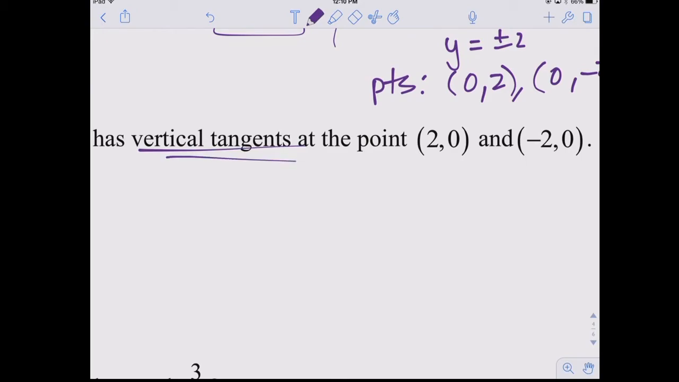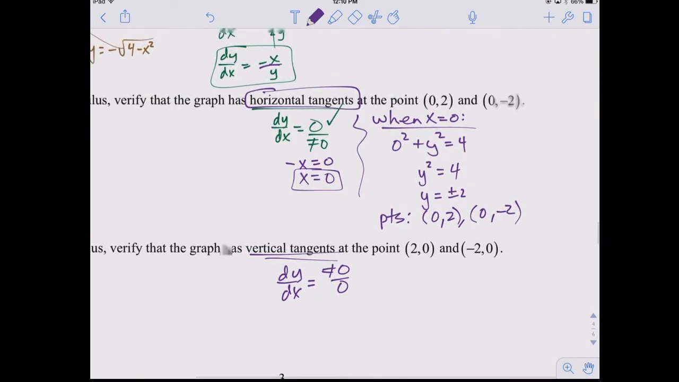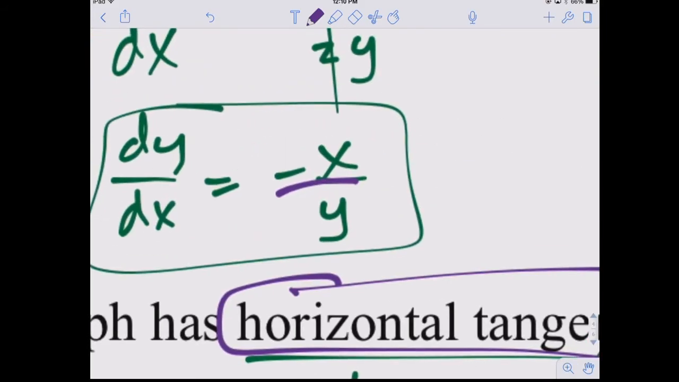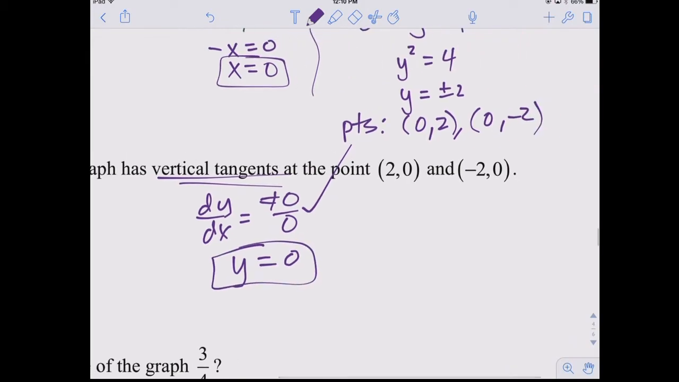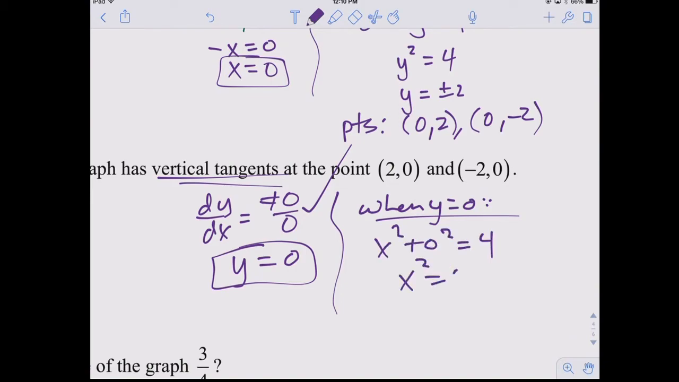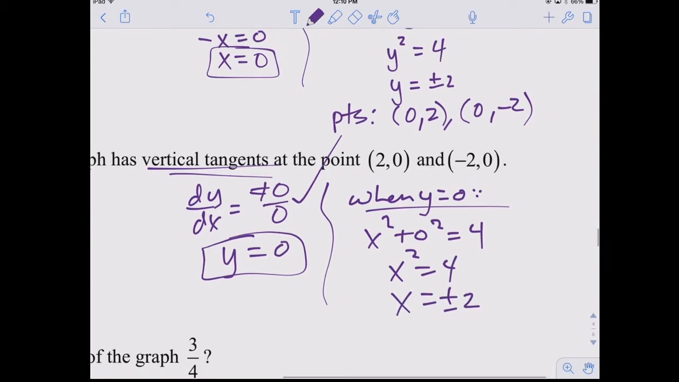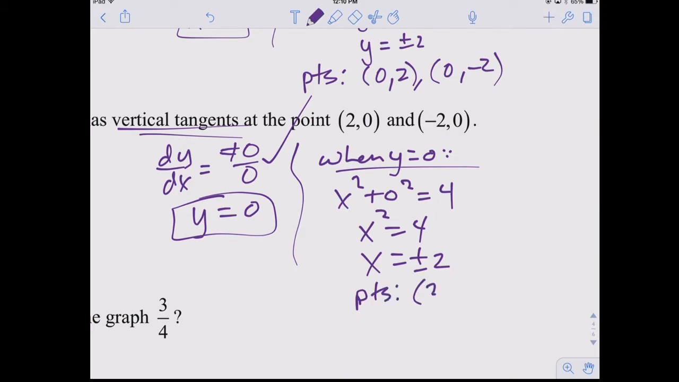What are we going to show to get that setup point? dy/dx equals... you could say non-zero over 0. That'd be great. And then after you say that, you've earned that point, then it's about setting the denominator equal to 0, and then you solve. How do we find the x values now that go with it? Same idea. When y equals 0, we get x squared plus 0 squared equals 4, x squared equals 4, and x equals plus or minus 2. And so the points are going to be (2, 0) and (-2, 0).